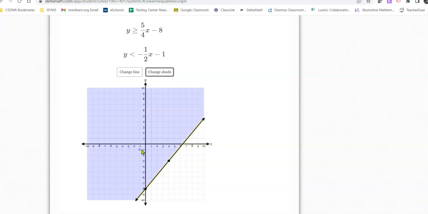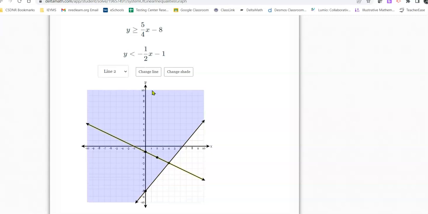The second one has a y-intercept of -1. It has a slope of -1/2. Now I can only use that negative sign once. So I'm going to go down, and I'm going to go right 2. I'm going to change my line to be dotted. And I'm going to change my shading to be below. So I had to click this twice.